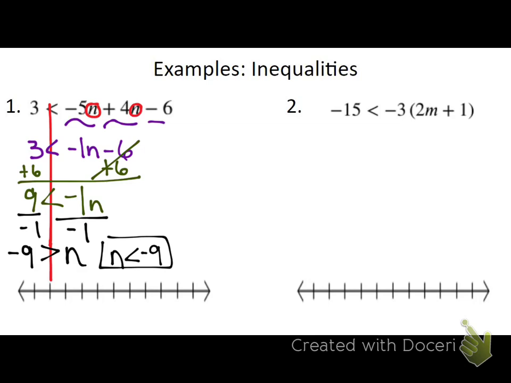All right, when I go to graph it, is it going to be open or closed? It's saying n is less than negative 9, which means negative 9 is greater than n. So which way does my arrow go? There you go. That's it. Okay?